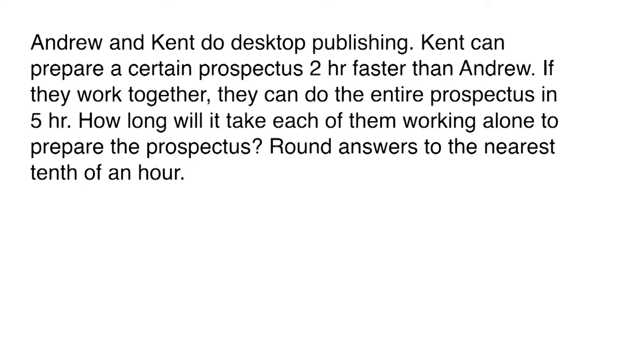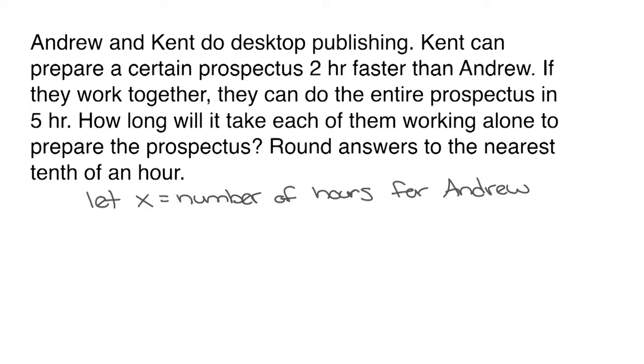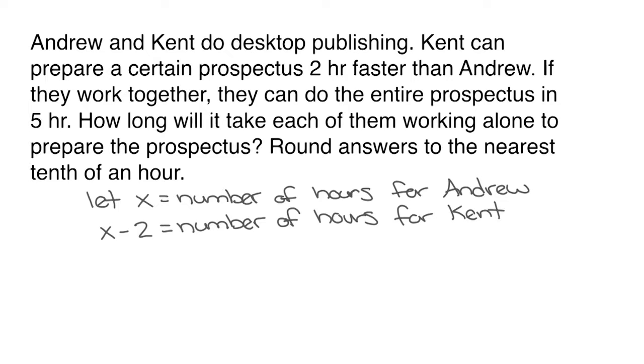We'll first want to define variables for the unknowns. We'll let x equal the number of hours that it takes Andrew working alone to prepare the prospectus. We're told that Kent can prepare the prospectus 2 hours faster than Andrew. Therefore, x minus 2 will be equal to the number of hours that it takes Kent to complete the prospectus.